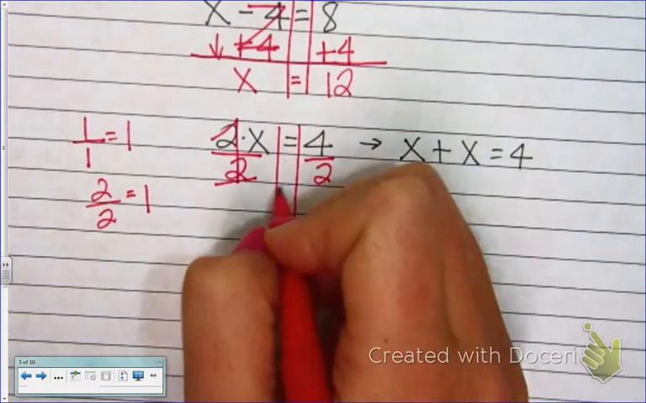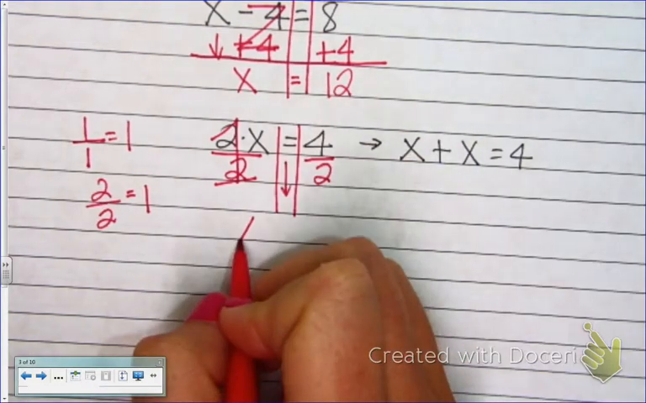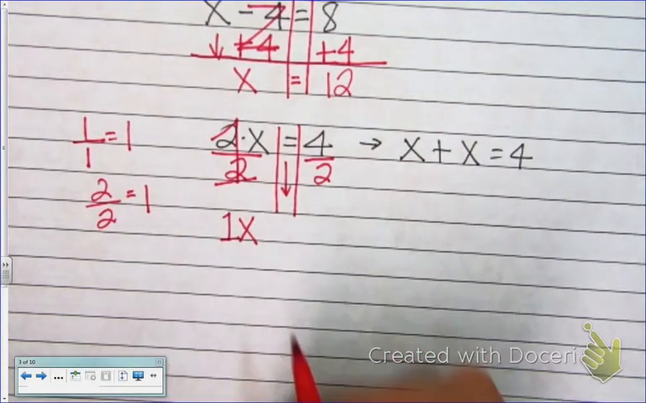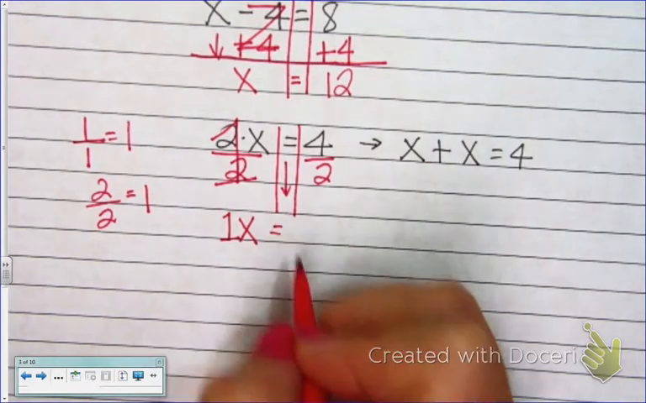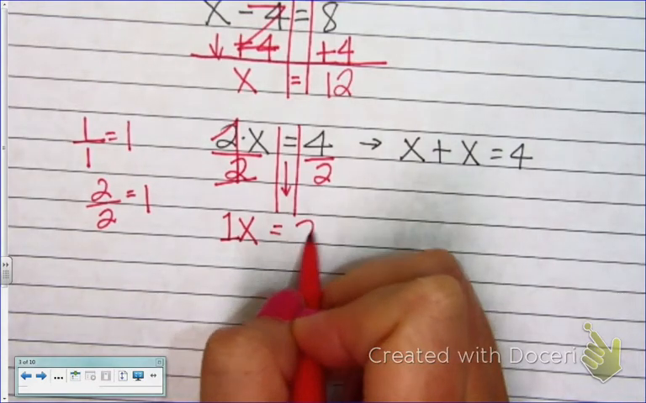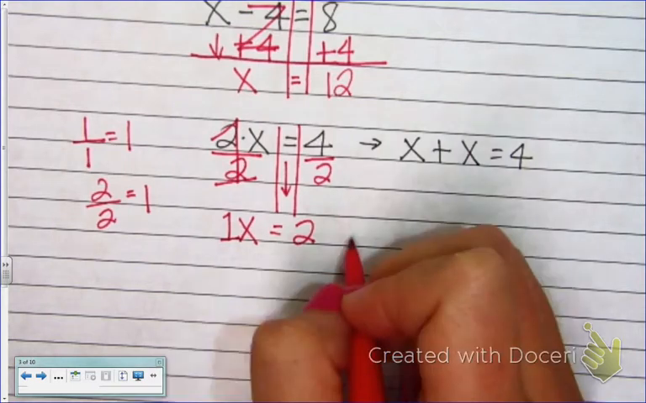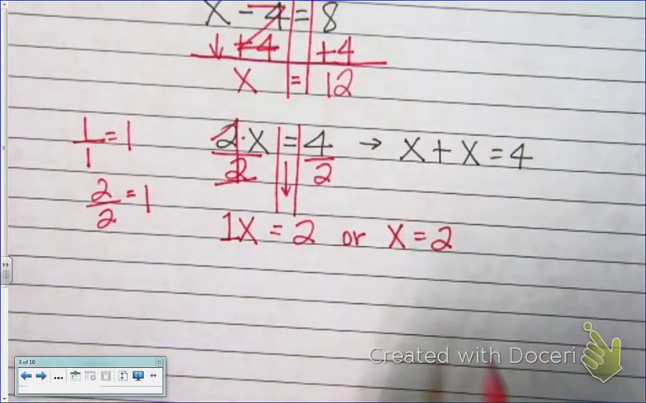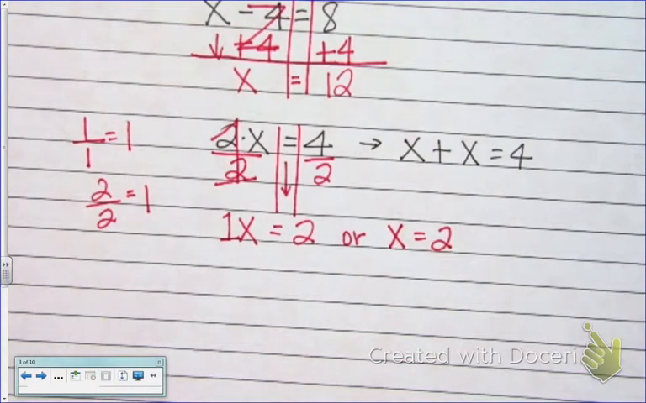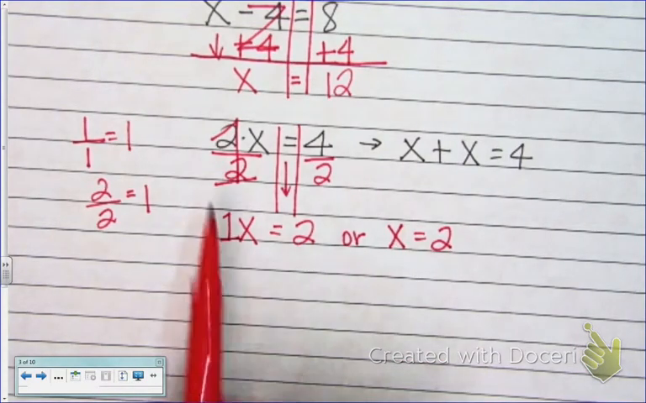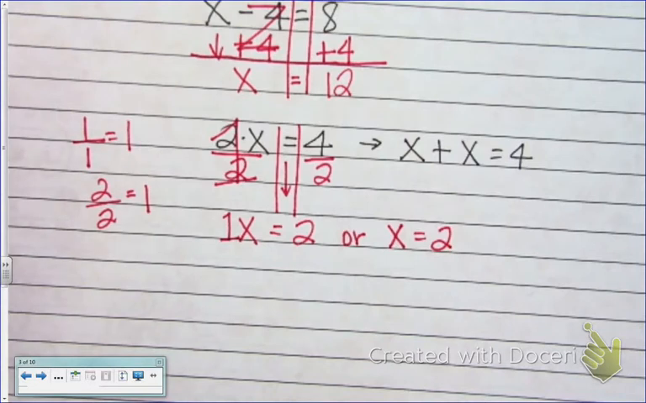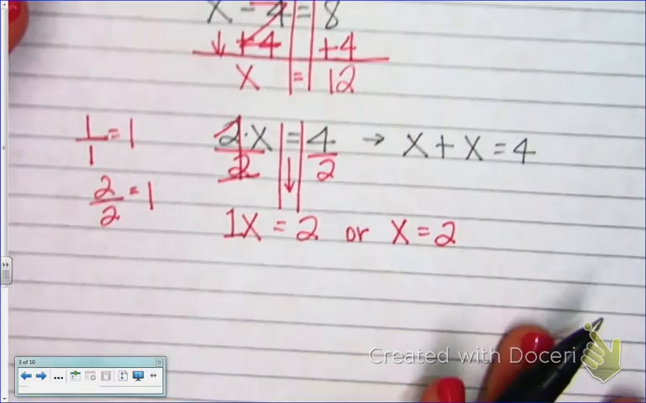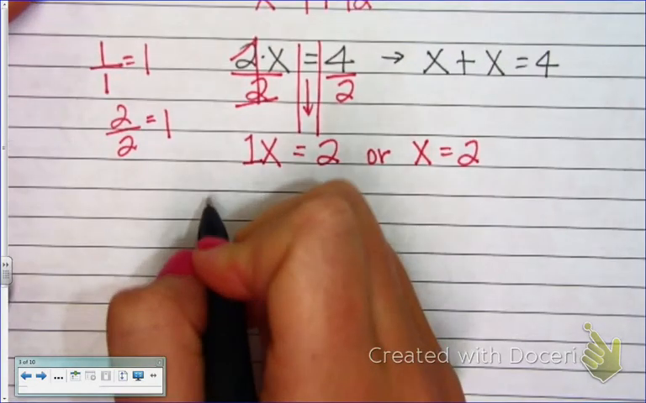So we're going to bring down our equal. So we have our x. It's okay if you put this as a 1x. And then our 4 divided by 2 is 2. Some people might write it like this. It's the same. Okay? And again, you can take that, plug it back in, and it's going to give you your same answer. Okay? All right, then we have our next example.